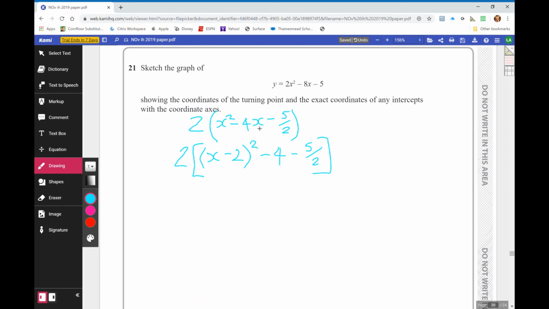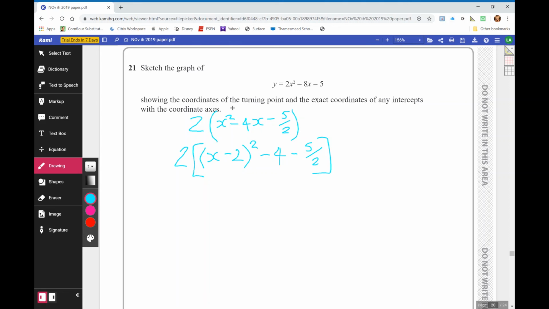Then just to tidy it up a little bit, this bit here, remember this bit up to x minus 2 squared minus 4 is kind of up x squared minus 4x really, it's just kind of undone it. So completing the square format. And to tidy this up, minus 4 minus 5 over 2 will be minus 6.5.